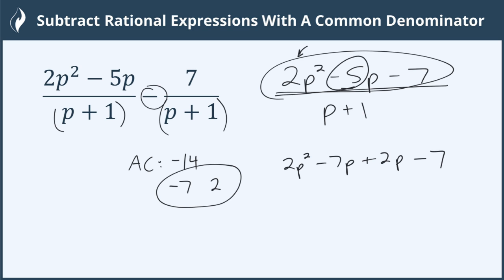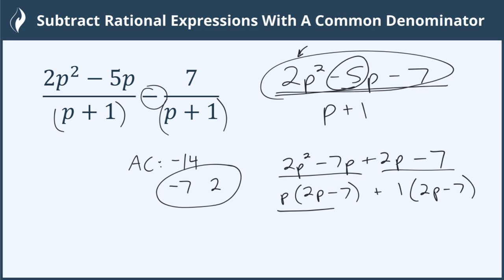So we look at these first two. They have a p in common, so we factor out a p, and we're left with 2p minus 7. These next two don't have anything in common besides a 1, so we factor out a 1, and we're left with 2p minus 7. So whenever you do factor by grouping, you want these parentheses to be exactly the same.